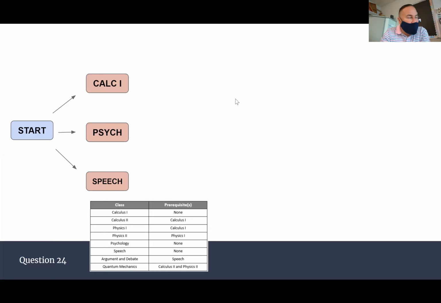Okay, so I think we should be able to see this pretty easily. If we're looking at Calculus 1, look at the list. When I see Calculus 1 as a prerequisite for both Calculus 2 and for Physics 1, that means I'm going to need 2 different arrows coming out of Calculus 1 pointing to those classes. So your next step will look probably something like that. Did you guys have that?